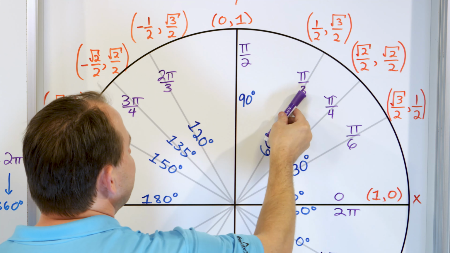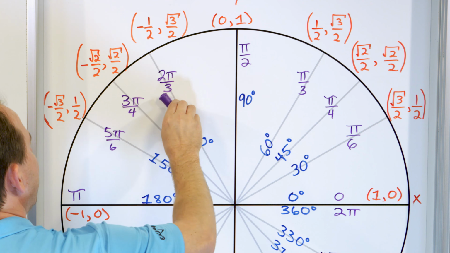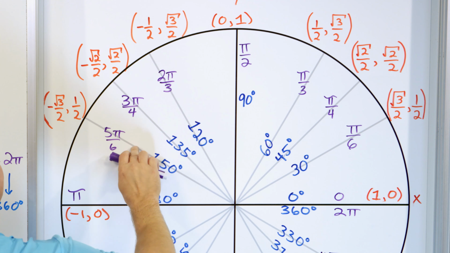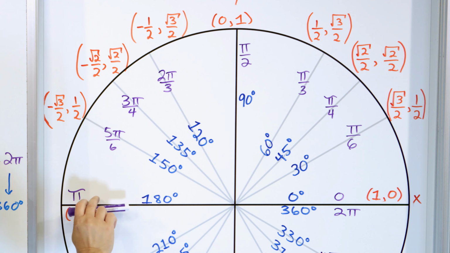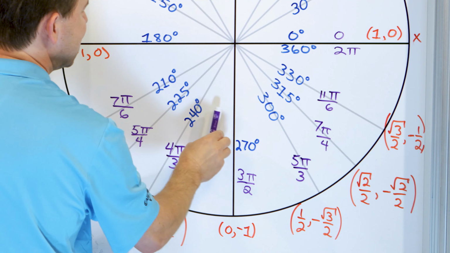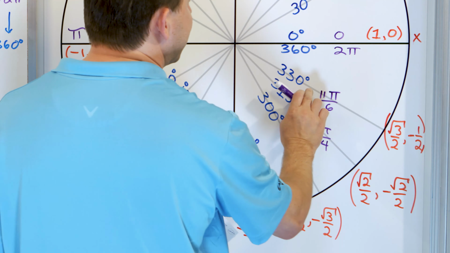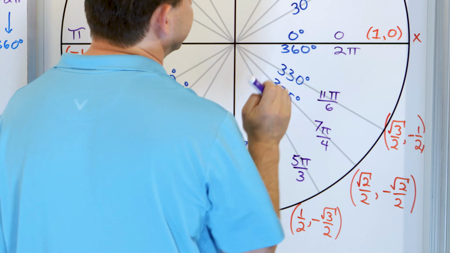Pi over 6, 2 pi over 6 reduces to this. 3 pi over 6 reduces to this. 4 pi over 6 reduces to this. 5 pi over 6 is this. 6 pi over 6 reduces to this. 7 pi over 6, 8 pi over 6 goes to this. 9 pi over 6 goes to this. 10 pi over 6 goes to this. 11 pi over 6 goes to this. 12 pi over 6 goes to this.